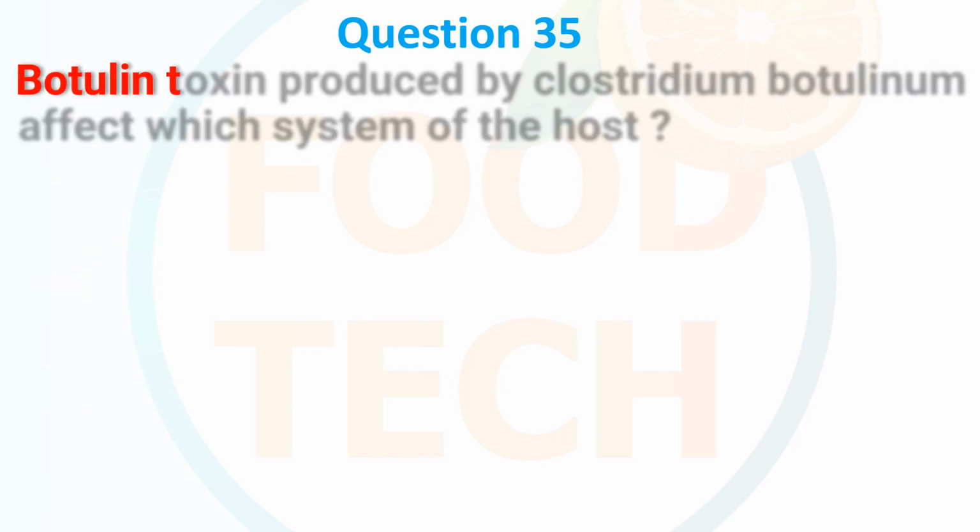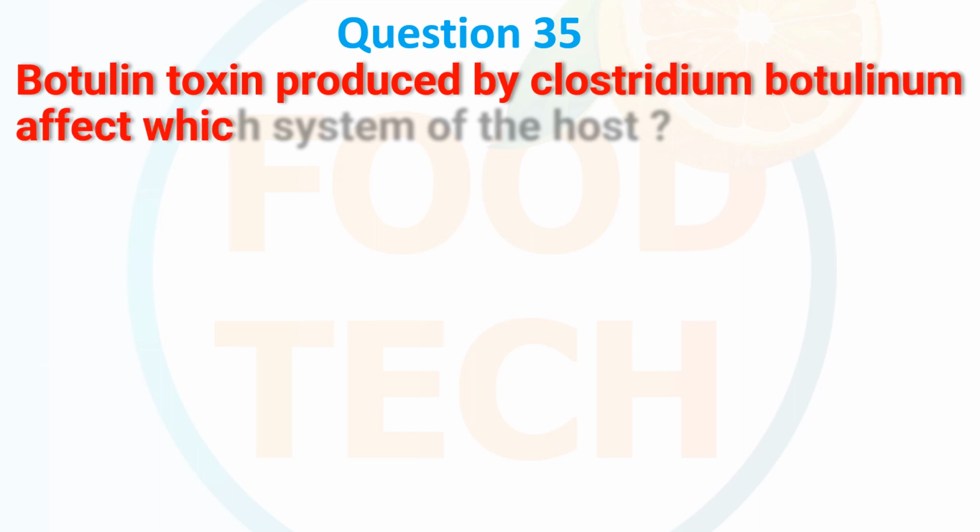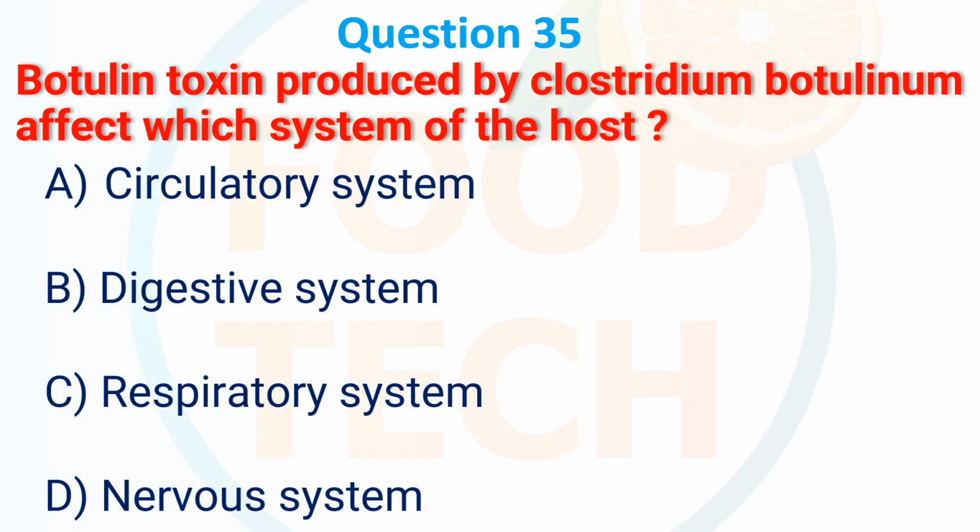Botulinum toxin produced by Clostridium botulinum affects which system of the host? A. Circulatory system. B. Digestive system. C. Respiratory system. D. Nervous system. The answer is D. Nervous system.